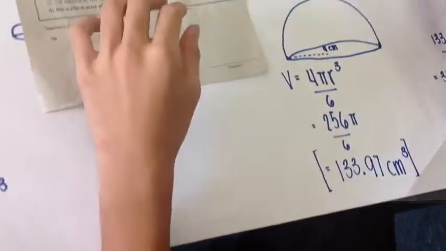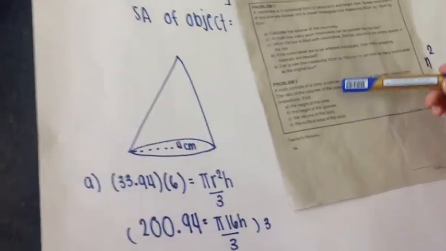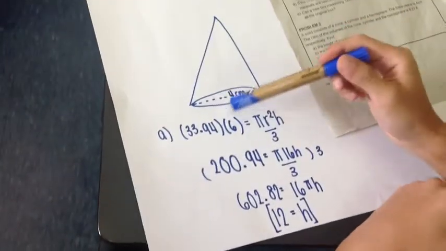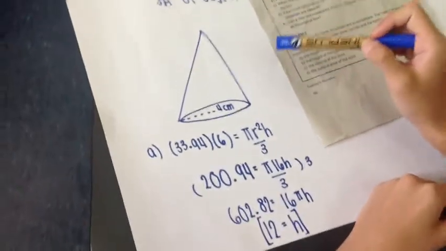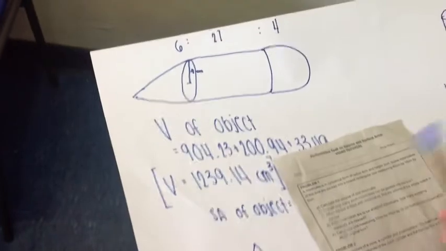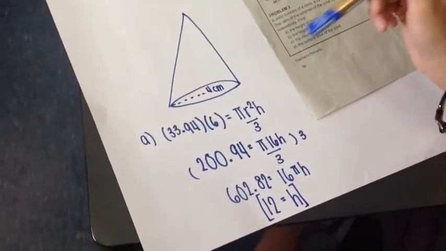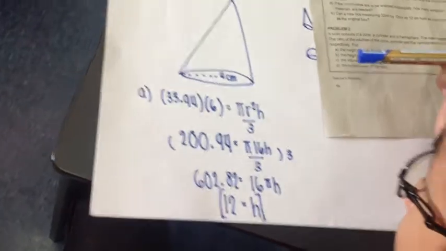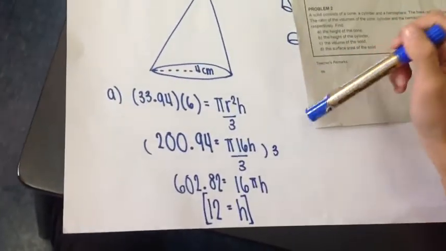So then we can now easily get anything. The first question is find the height of the cone. As we remember, 33.49 is the ratio 1. Since the cone has a ratio of 6, we multiply 33.49 by 6. And this is the volume, and this is equal to pi r squared times height divided by 3. So it's going to be 200.94 equals pi 16h over 3.